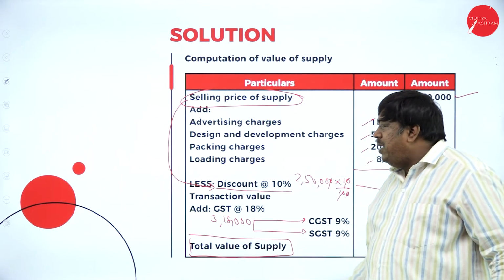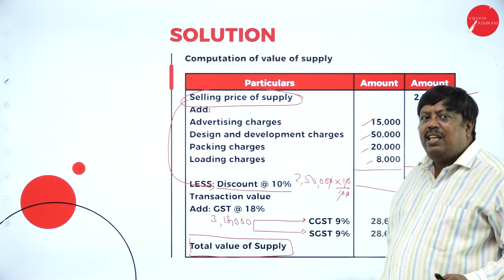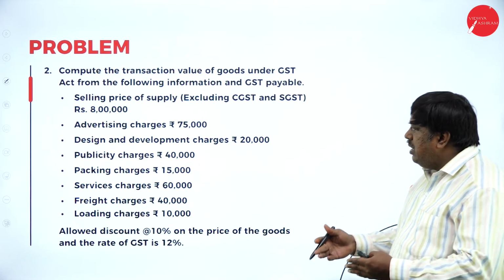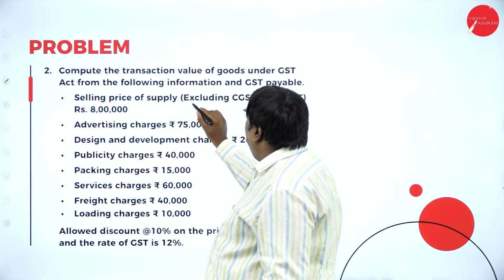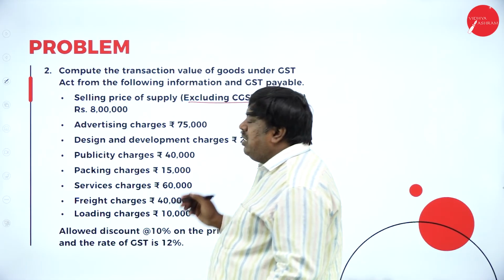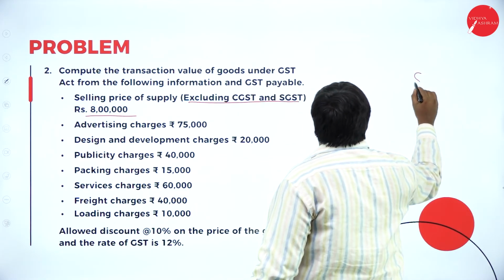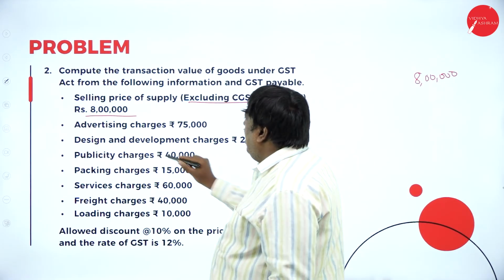It is very simple and very easy, and you can get the marks easily in the examinations. Let us consider one more problem. The selling price of the supply is excluding tax, so we can write it directly in the outer column, 8 lakhs.